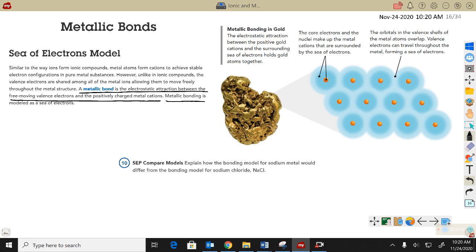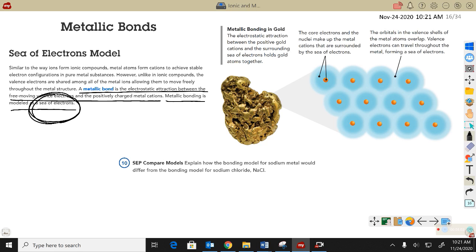Metallic bonding is modeled as a sea of electrons. I really like that. We use this term sea of electrons a lot to describe metallic bonding. And it is just that. So here's this model of gold, and you're going to have your positive nuclei. And so the little orange dots are the positive nuclei. And then the darker blue represents the core electrons. Okay, so we've got the nucleus, we've got the core electrons.